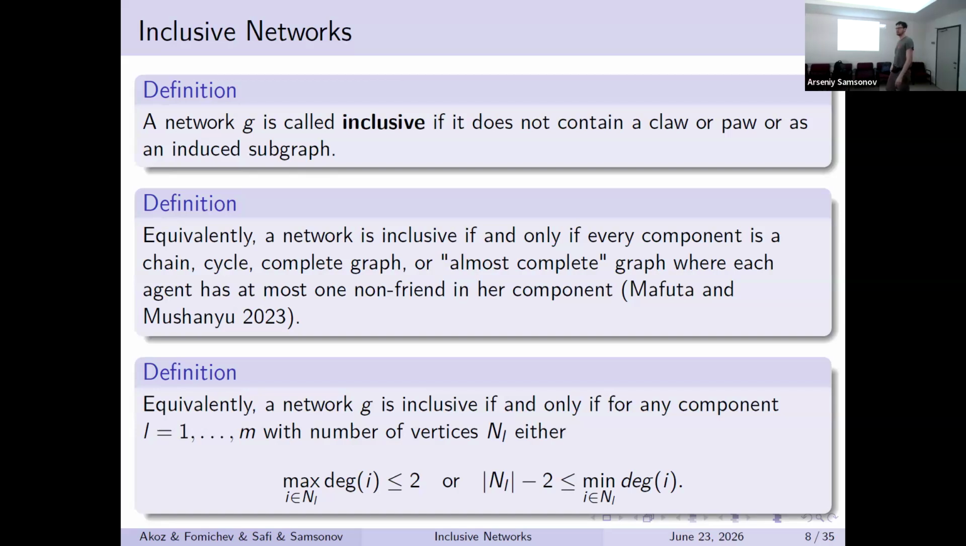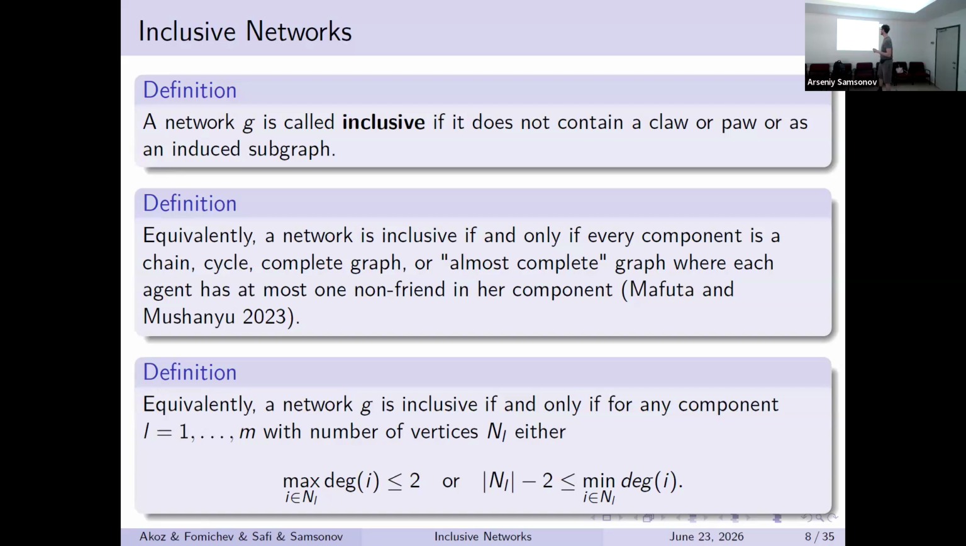Yeah. So equivalently, an inclusive network is a network where each component is a cycle, chain, complete graph, or a graph which we call almost complete, in the sense that in every component you can have at most one non-friend. I didn't get that. This is the definition. That is a new definition, by the way. It's an equivalent definition. The first one, the concept, is the new one.